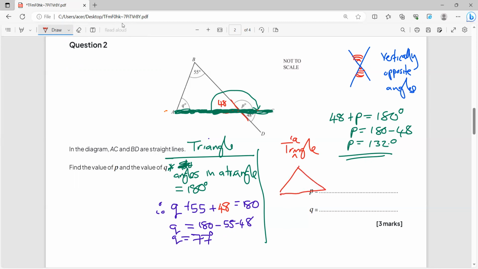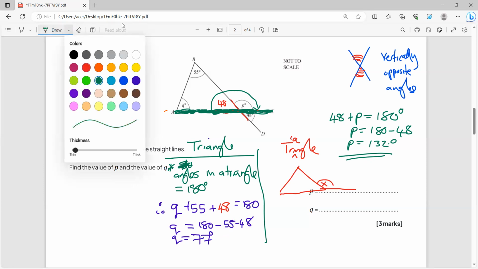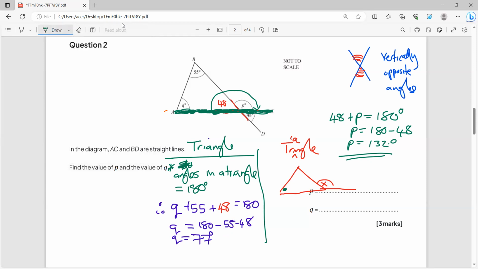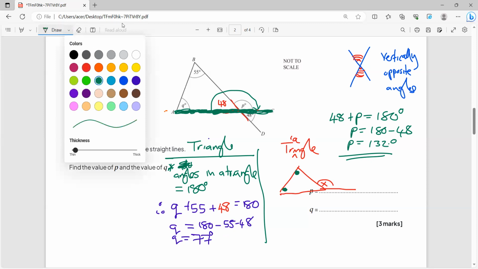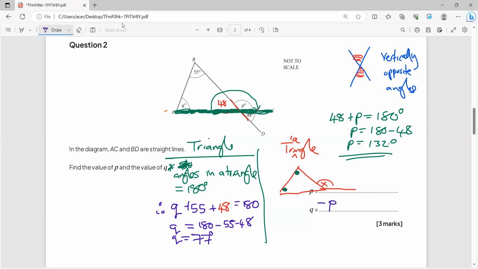There's this rule that you must understand. The exterior angle of a triangle X is equal to the sum of the interior opposite angles. So that exterior angle, the red X, is exactly equal to these two green angles. So we can safely say that P, which is our exterior angle, is the same as 55 plus Q.